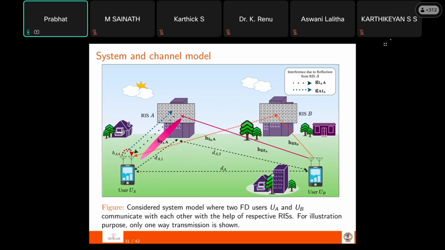All the channels are denoted. The channel between user B and RIS-A is denoted accordingly, and the channels between all the other users can be seen in the figure. The self-interference channel is H_AA. As I told earlier, the same thing holds for user B also, because this is simultaneous full duplex transmission. This user is also receiving and transmitting at the same time and in the same frequency.